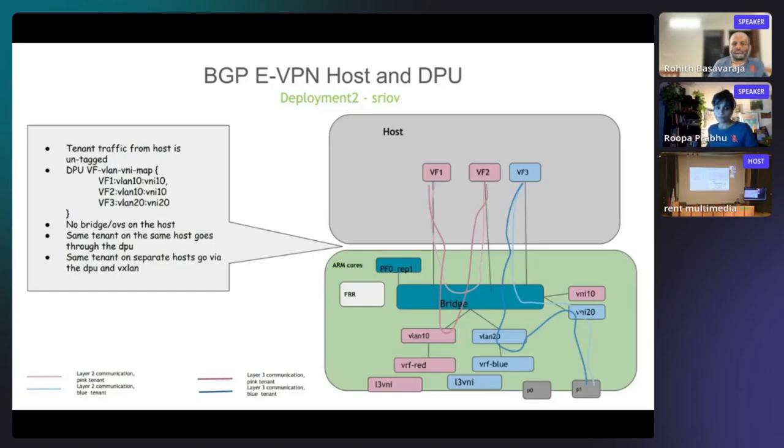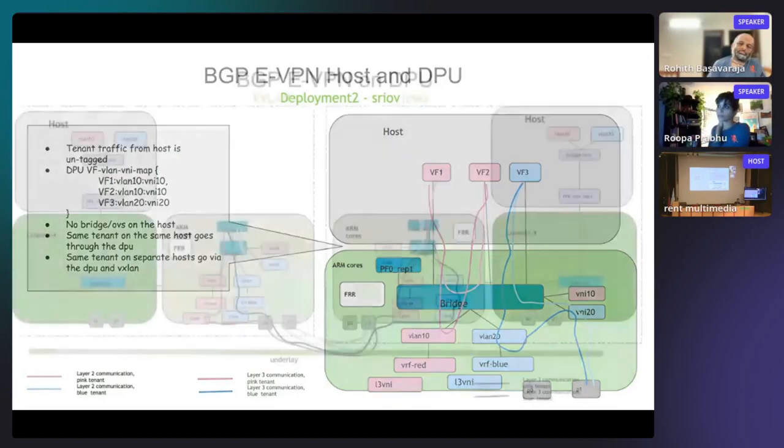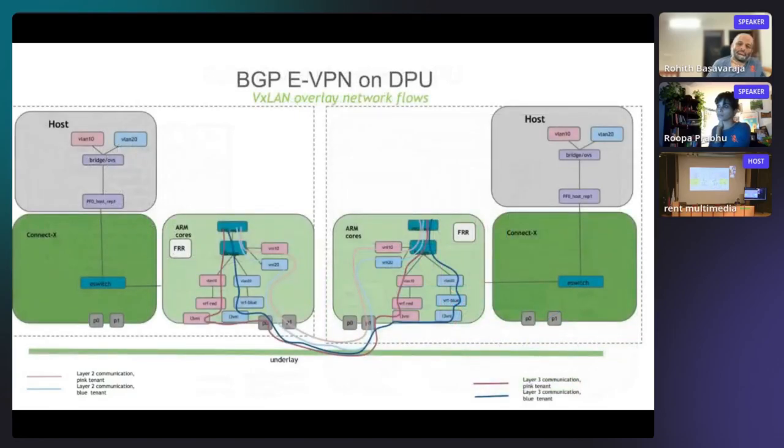And this works well when you have each VF provisioned for a container or a VM. And the DPU is involved in most flows in this case. And this is again another view of the network flow for tenants for layer 2 and layer 3 communication between two hosts connected via a DPU.